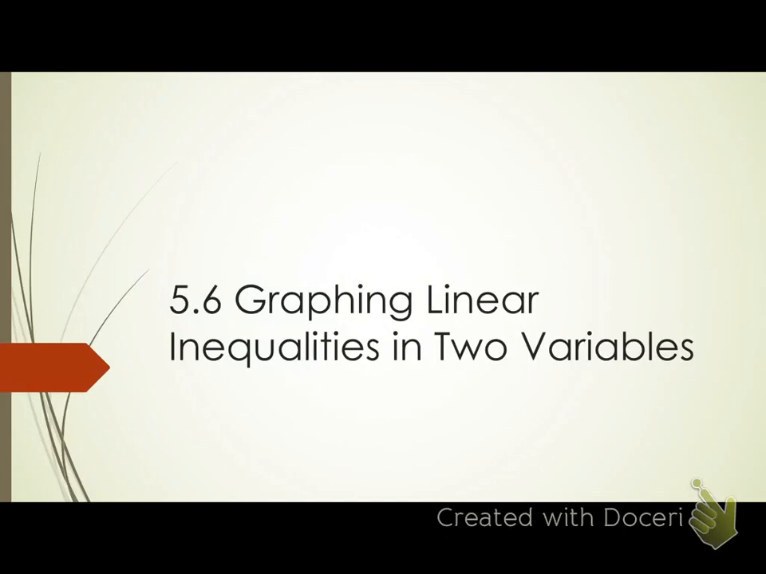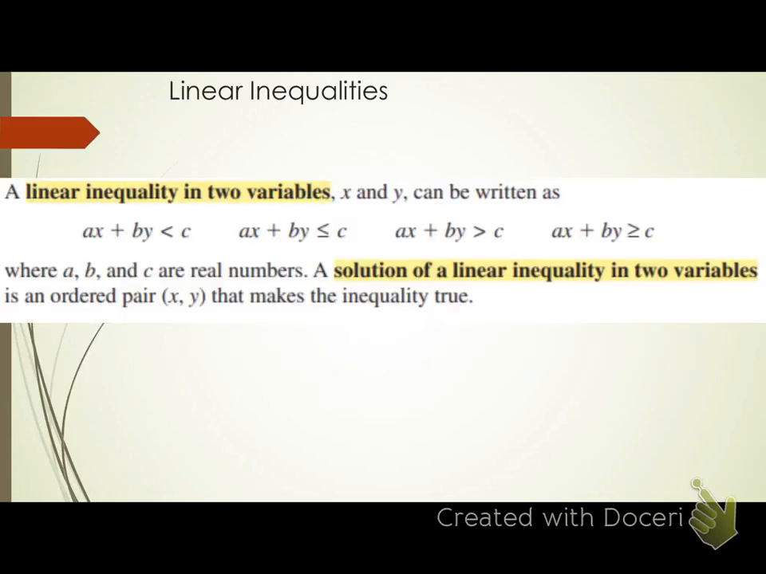And we're going to be graphing them on our coordinate plane instead of just on a number line like we've been doing. Okay? So a linear inequality in two variables, x and y, can be written as one of the following. Depending on what your inequality symbol is, the left side of the inequality will be ax plus by. The right side of the inequality will be c, which will be a constant. And then you can have less than or equal to, greater than or equal to, where a, b, and c are real numbers.